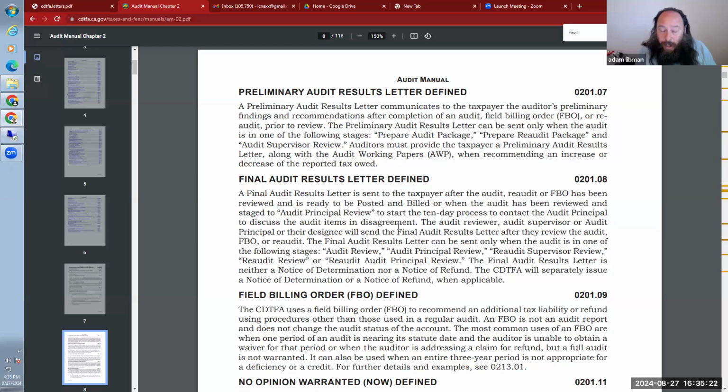You have 10 days, right? Now this is also very crucial. The final audit results letter is neither a notice of determination nor a notice of refund, meaning it's not final. Things are still flowing and percolating. So once you get this letter, you still have 10 days to go to the kahuna, the head boss, the jefe, the patrona, and say, hey, let's talk more about this.